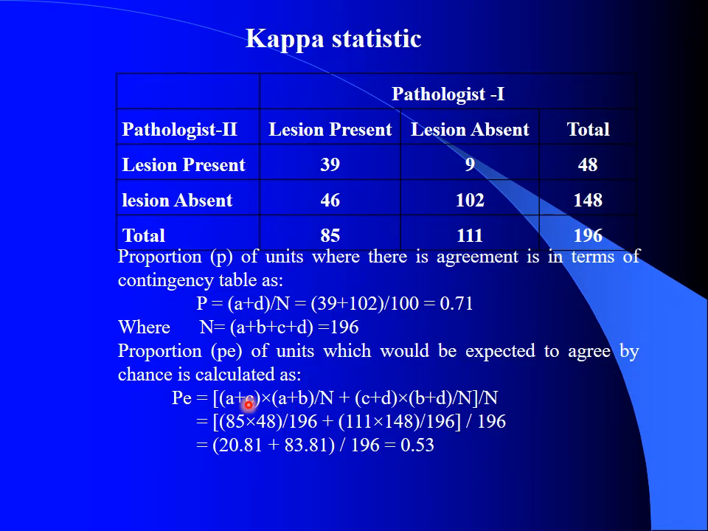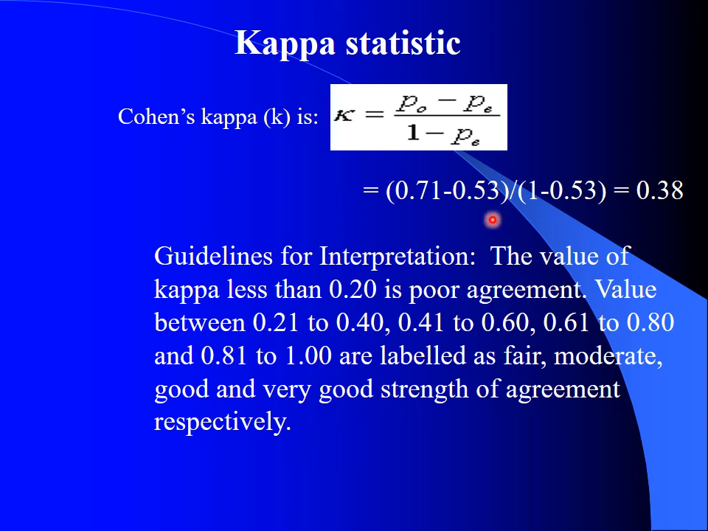Using the cells A, B, C, D, based on these cell values, we calculate the expected cell value. Expected agreement is 0.53. Observed agreement is the observed proportion. Using these two, we calculate the Kappa statistic. It is called Cohen's Kappa, by the name of the inventor. We substitute here, and we get 0.38 as the Kappa.